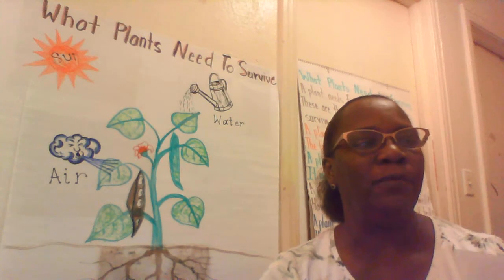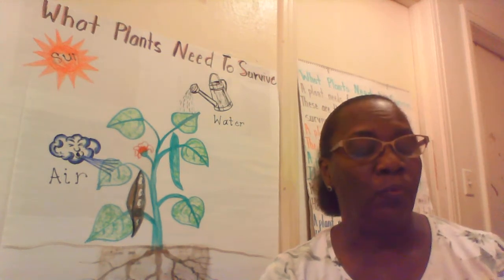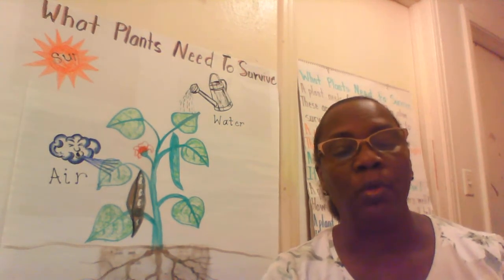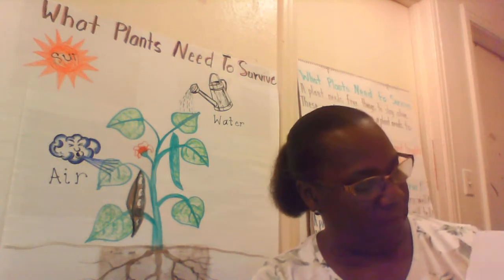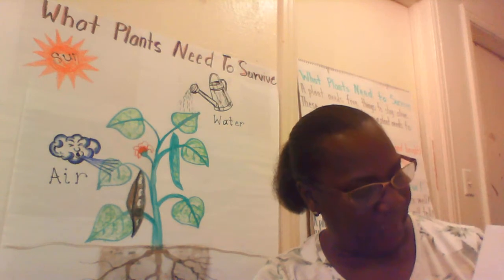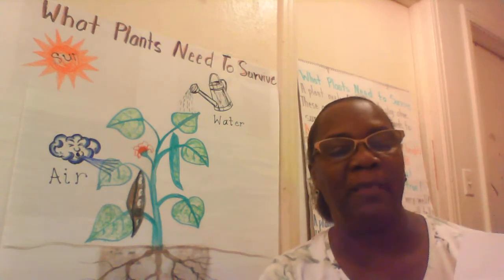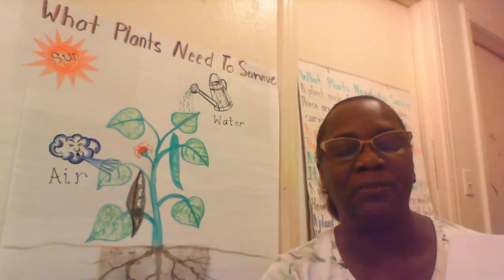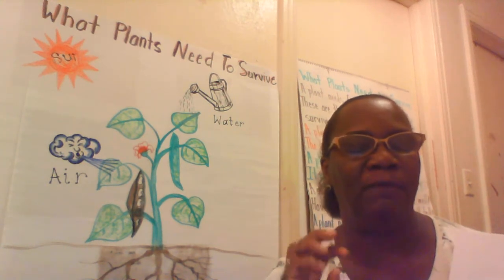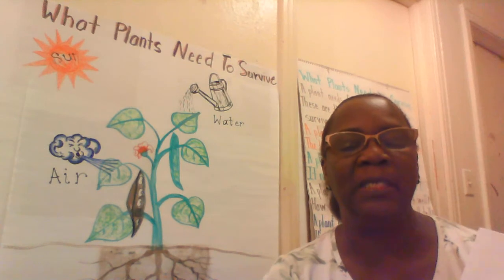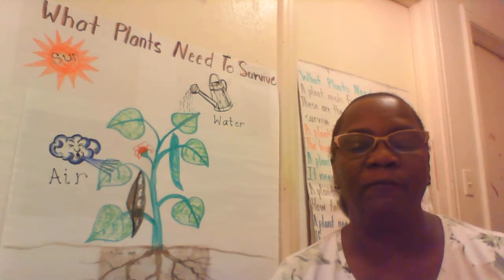How will we know that we're successful? We will know that we're successful when we are able to name 5 things that plants need in order to live. So this would be our success criteria. We will know that we're successful when we can name the 5 things that plants need in order to survive.